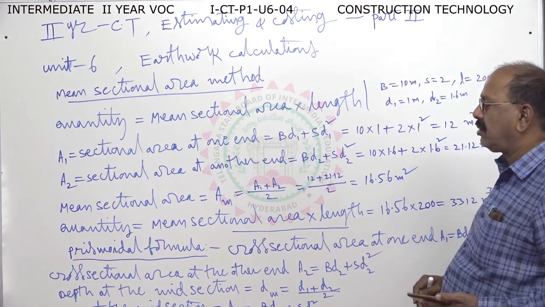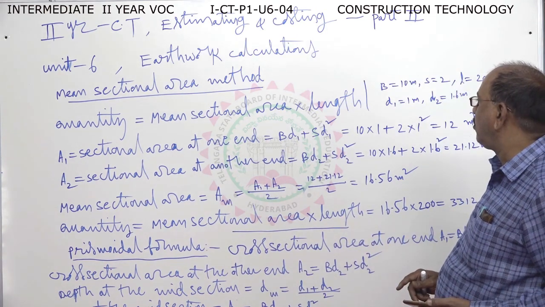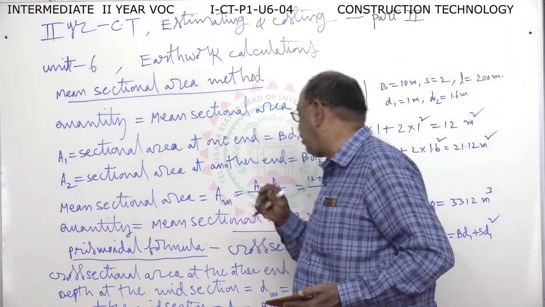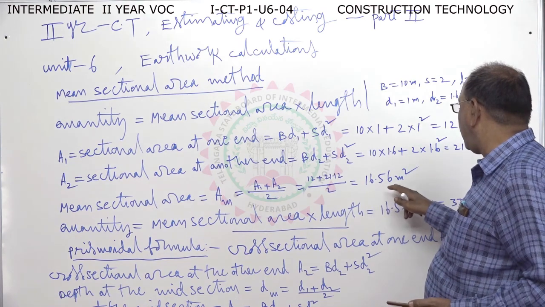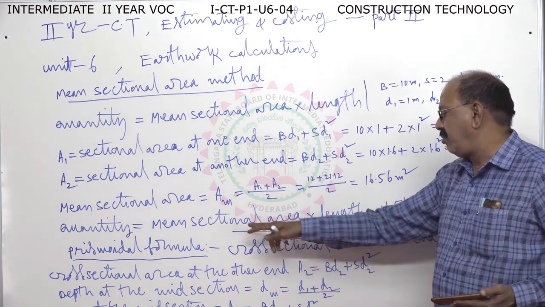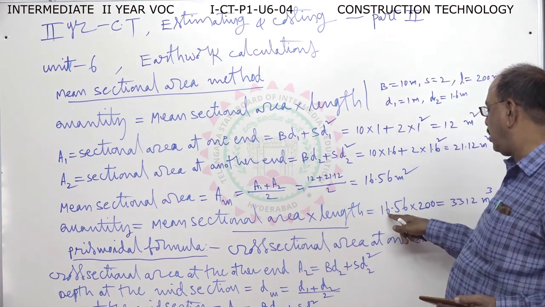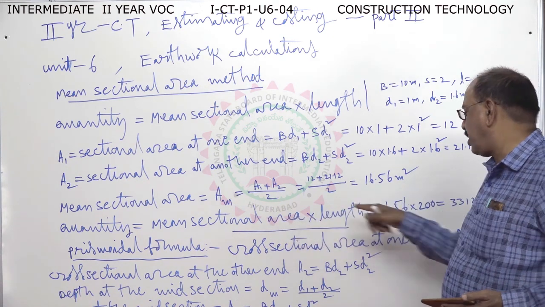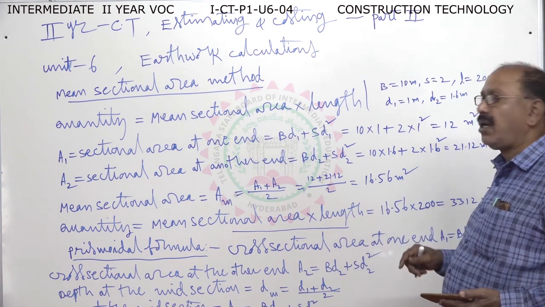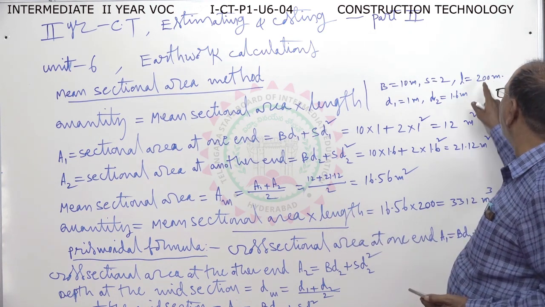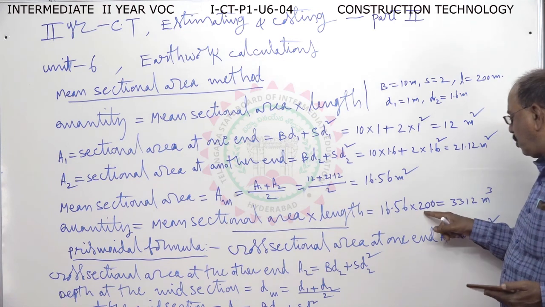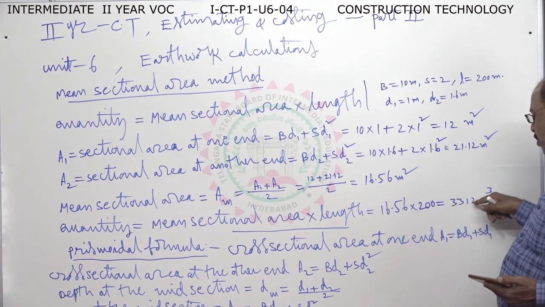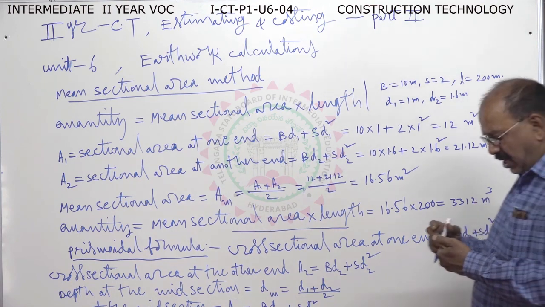Have we calculated the mean sectional area? Yes, we have calculated it here. Mean sectional area, that is AM, is equal to 16.56 meter square. Substitute this 16.56, into length of the road. How much is the length of the road given? 200 meters. Into 200, that is equal to 3312 meter cube. With the calculator, I'll check.